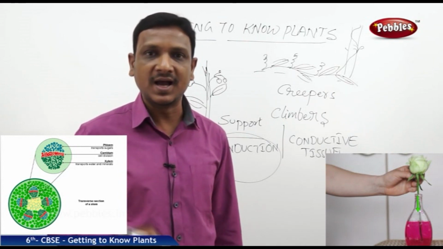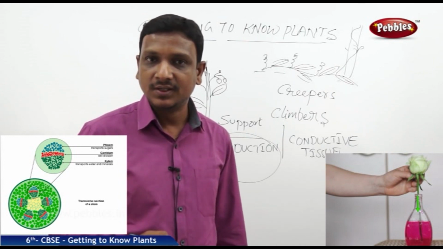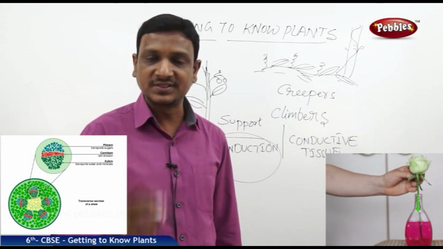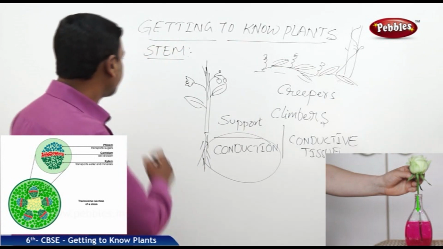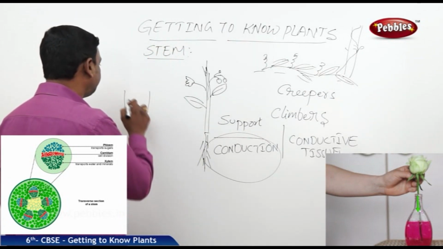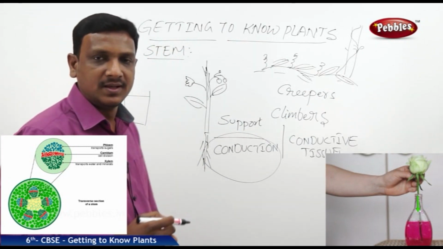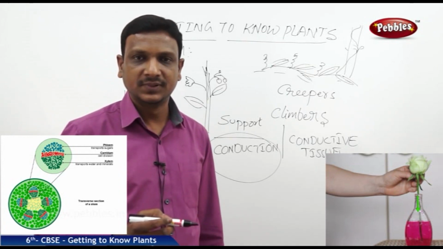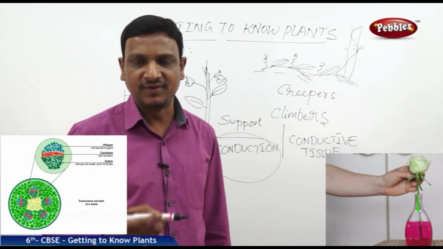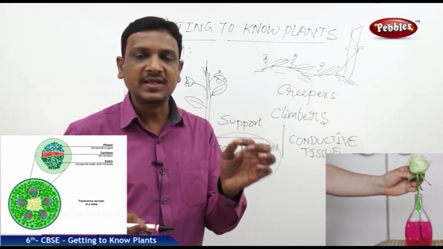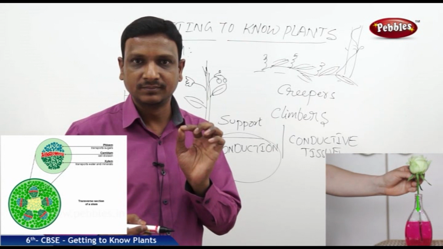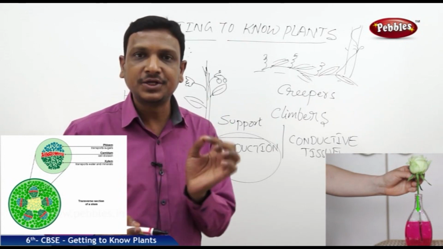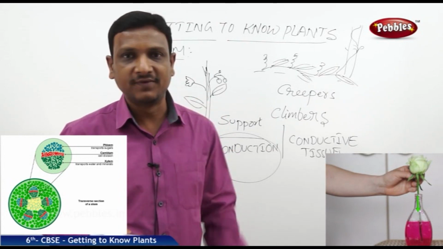This can be observed with a simple activity. You yourself can perform this activity. Let us see what you need. You need to have a glass of water. Then you need a herb with a white or light colored flower. Any herb with a light colored flower. If possible, better you take one with a white flower.